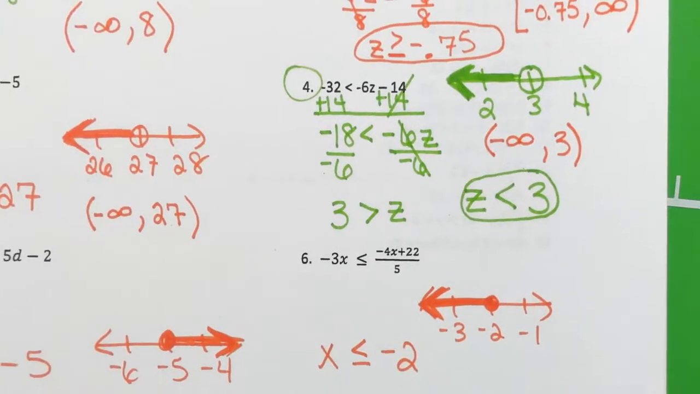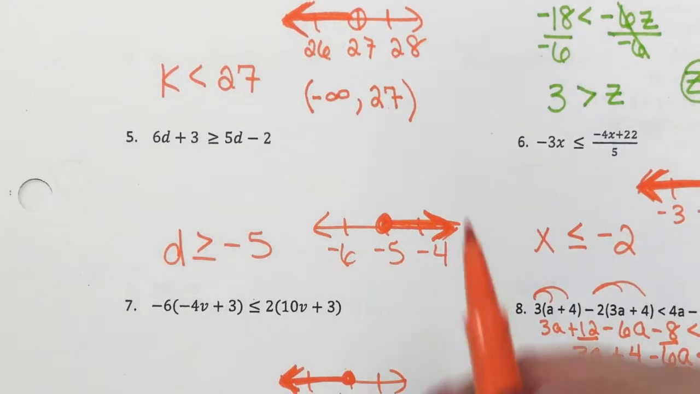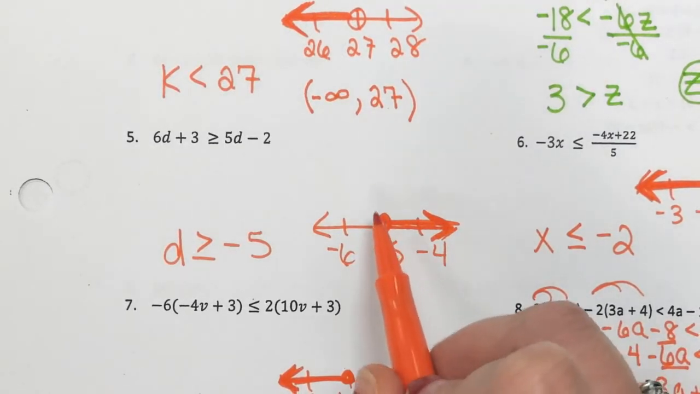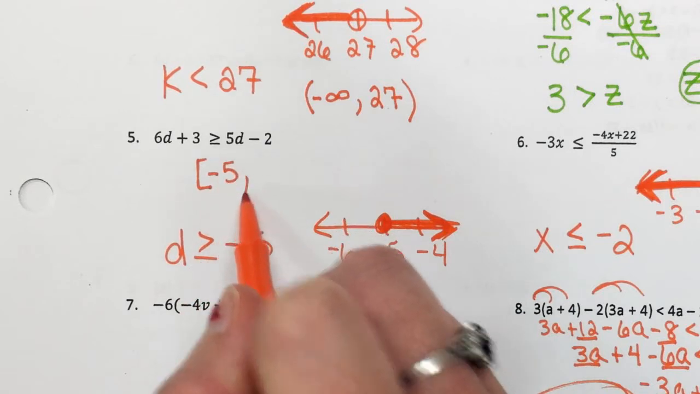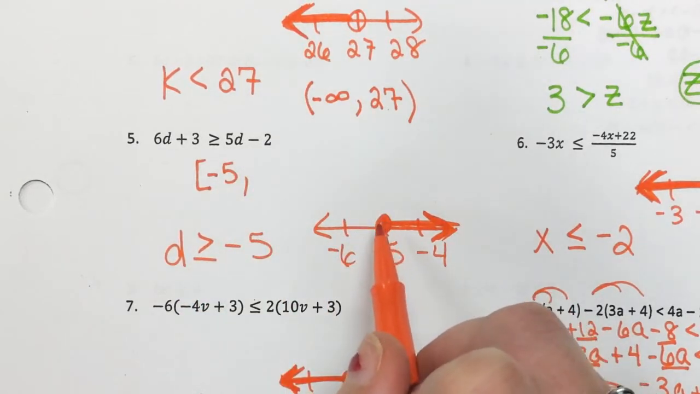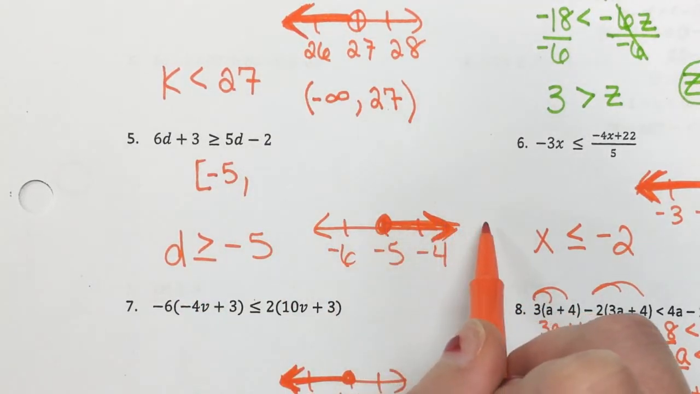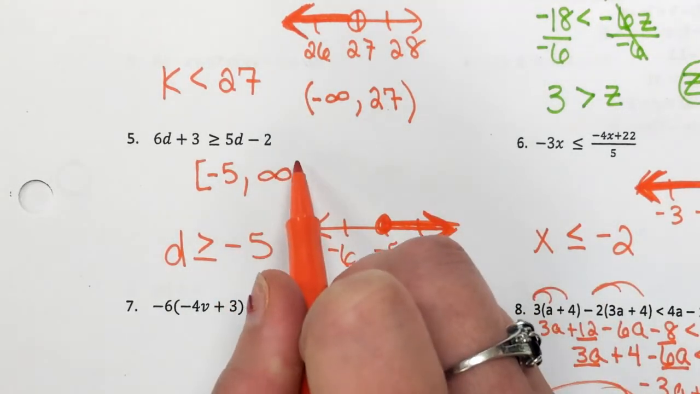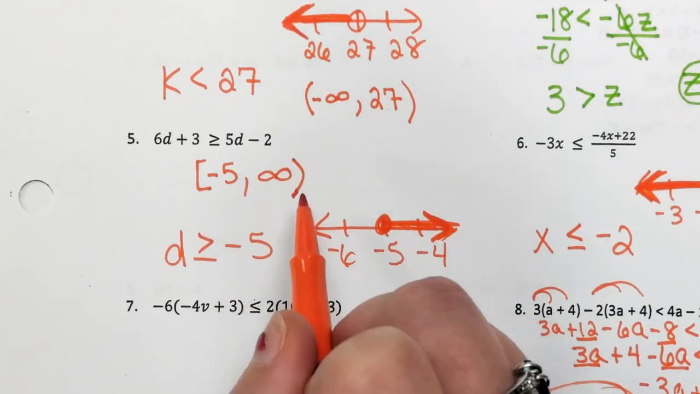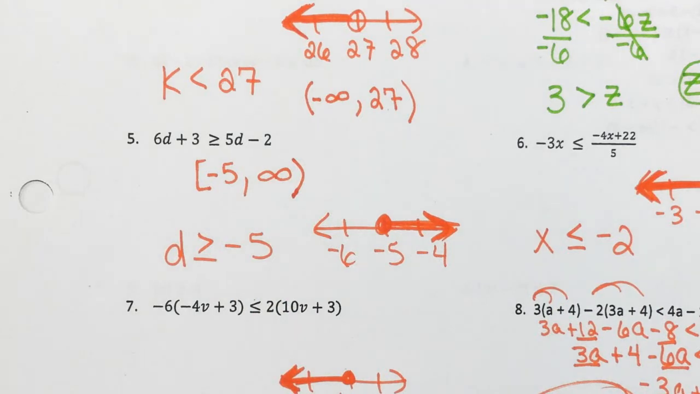Are y'all okay? Pretty easy stuff? All right, let's look at this one, number 5. Left to right. The farthest it goes is negative 5, and it gets a bracket. There you go. Gets a bracket because it's closed. And then it goes where to the right? Positive infinity. And infinities always get a what? No, parentheses. There you go.